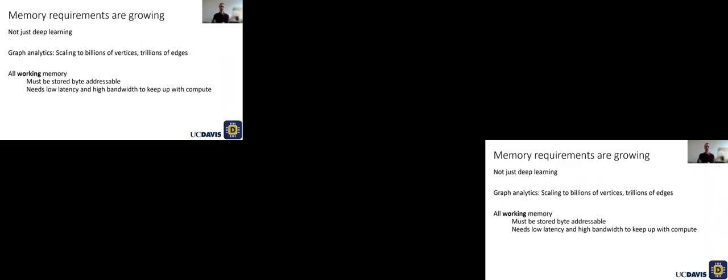And it's not just deep learning. Things like graph analytics, which Scott is quite familiar with, is now scaling to things like billions of vertices or trillions of edges. And so we need terabytes in order to store all of this data. And importantly, all this memory must be working memory. It needs to be byte addressable. All of these algorithms that we've written for these workloads assume that we can use byte addressability to the memory. And in order to keep up with the more and more compute that we've been getting, we need low latency and high bandwidth.